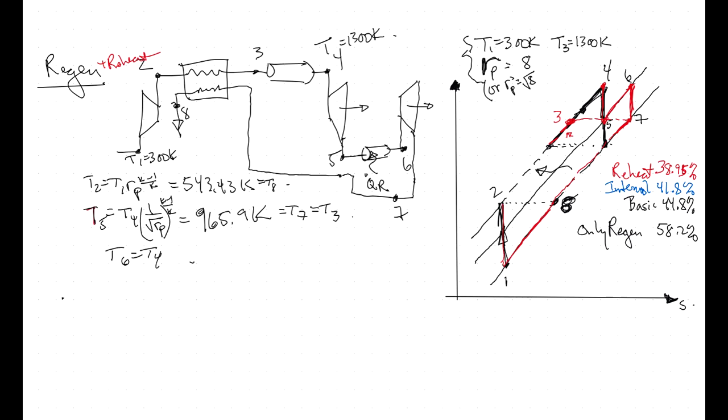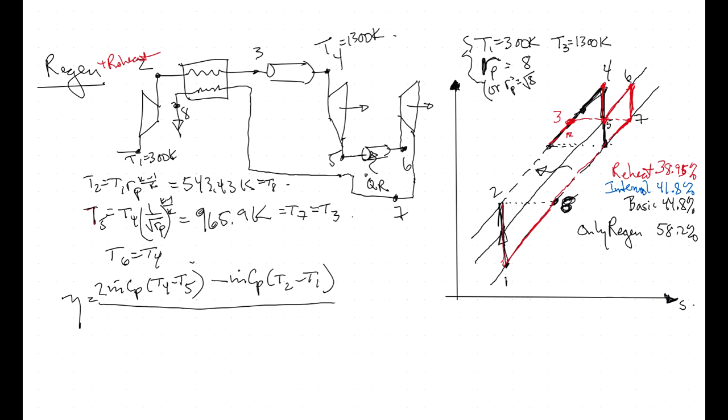The efficiency now is going to be: the total power from all the turbines is m dot cp (T4 minus T5) for the first turbine, but T4 is equal to T6 and T5 is equal to T7, so just 2 times that, minus m dot cp (T2 minus T1), the power going into the compressor, divided by Qin. Qin is m dot cp (T4 minus T3), but T3 is equal to T5 and T7, so I'm just going to put T5 here.